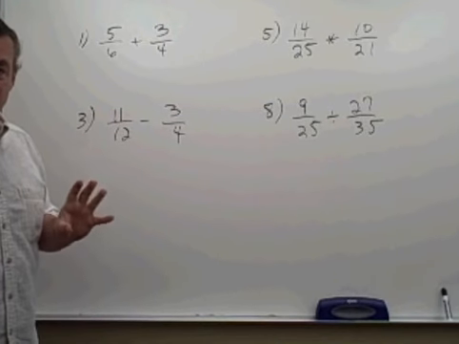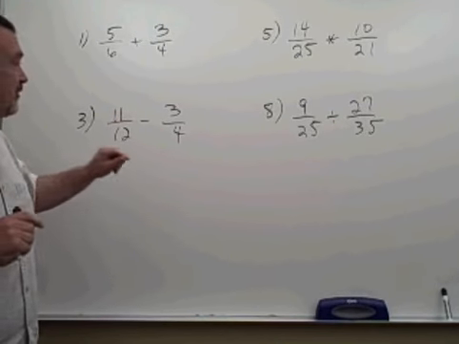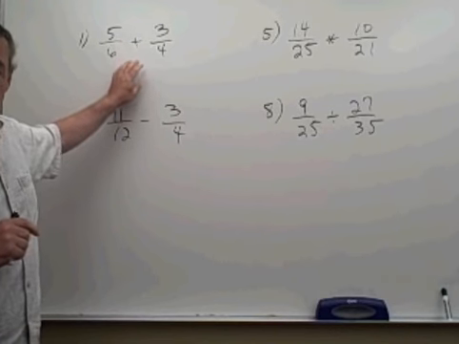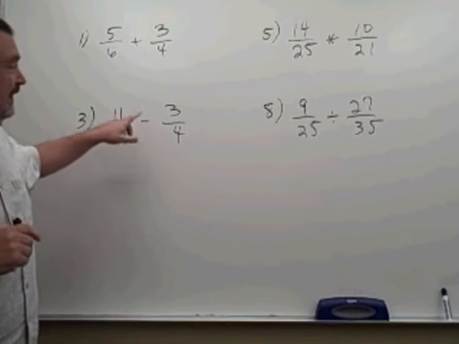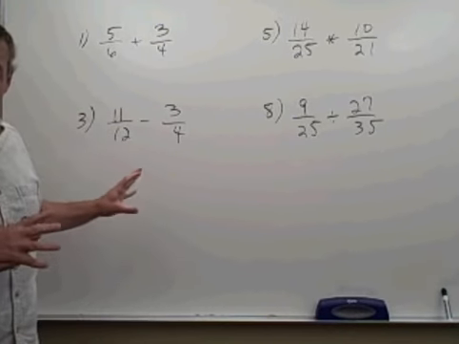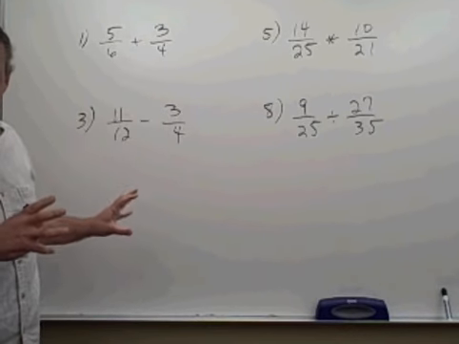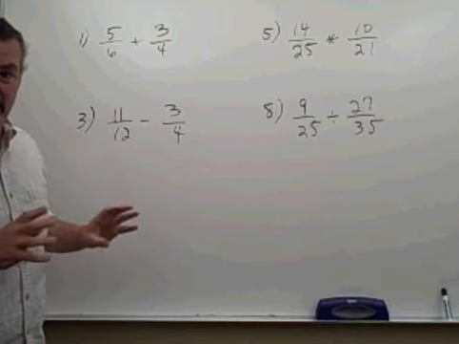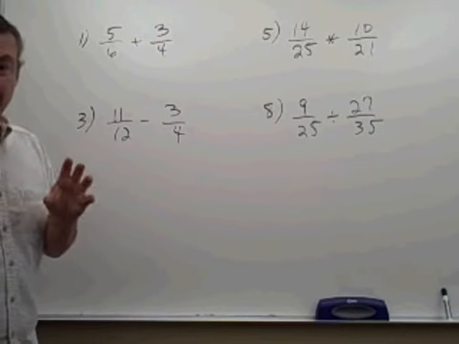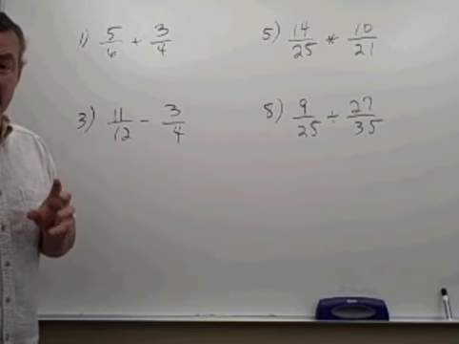If you've watched the video on the Fraction Freak Show, this is the twins Addie and Subby. They always like to wear the same pair of pants. The denominators, the bottoms, the pants have to be the same before we can add or subtract fractions. So we have to find the common denominator first.